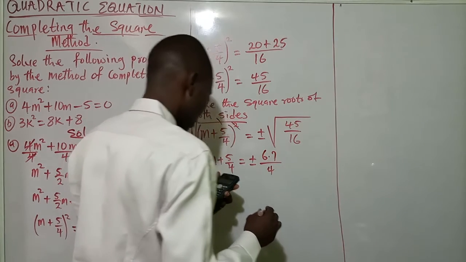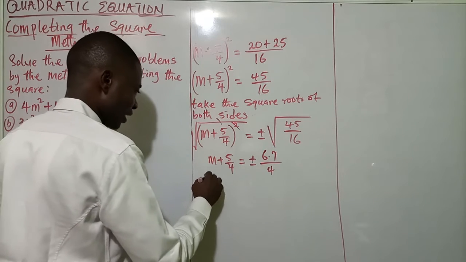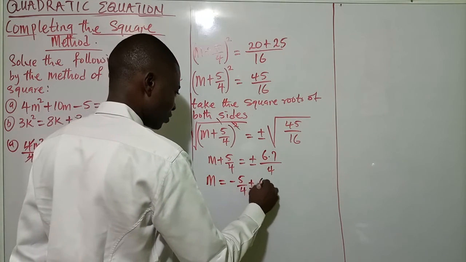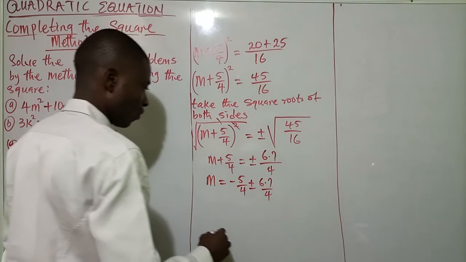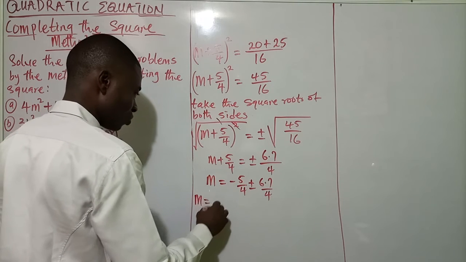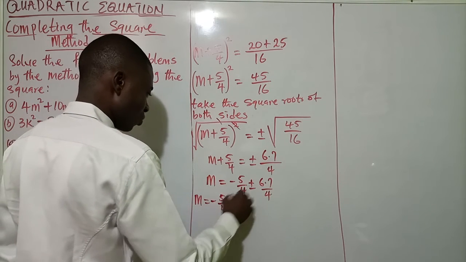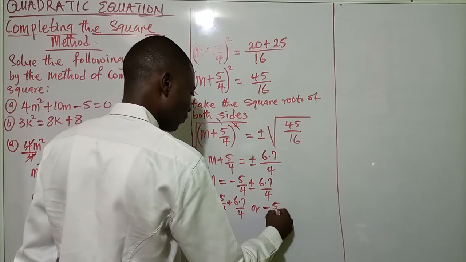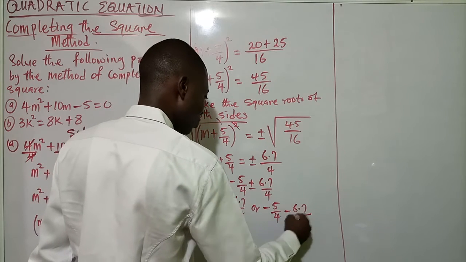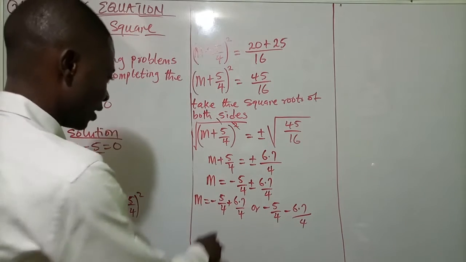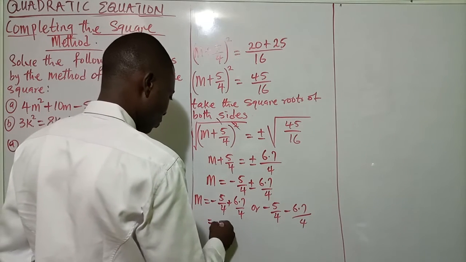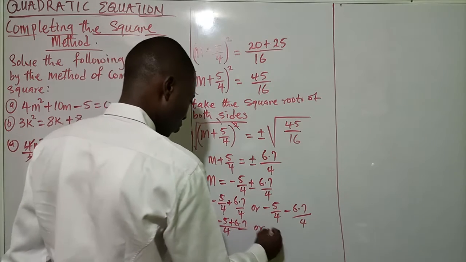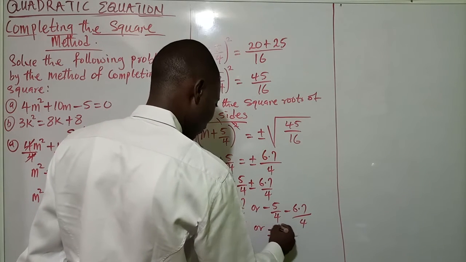6.7. Okay. Rise to 1 decimal place now. So this means that m is equals to minus 5 over 4 plus or minus 6.7 over 4. This is the same as saying m is equals to minus 5 over 4 plus 6.7 over 4, or minus 5 over 4 minus 6.7 over 4. Okay? So the LCM of this and this are the same. So that is 4.